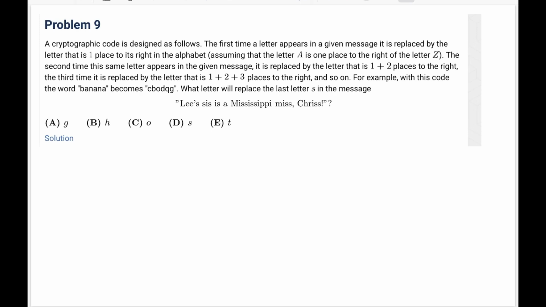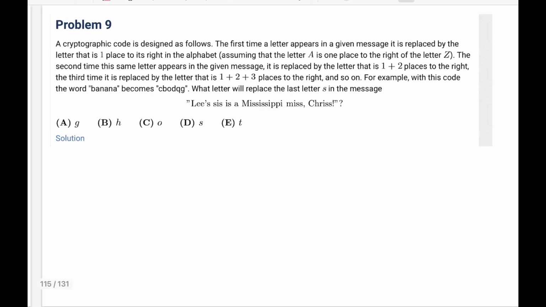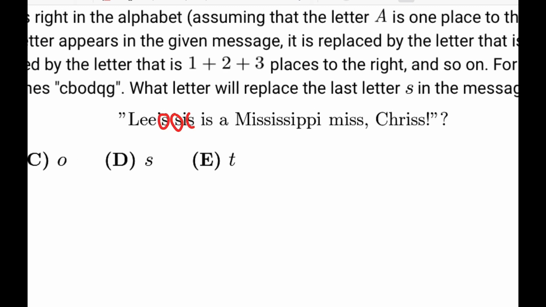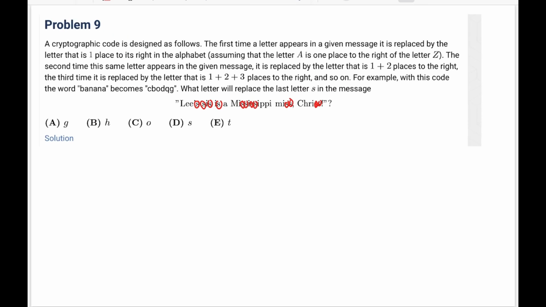So first we've got to count the S's. There's, let's see, 1, 2, 3, 4, 5, 6, 7, 8, 9, 10, 11, 12. So this last letter S, this is 1 plus 2 plus all the way up to 12 places. This is 12 times 13 over 2. This is 6 times 13. This is 78. 78 places.